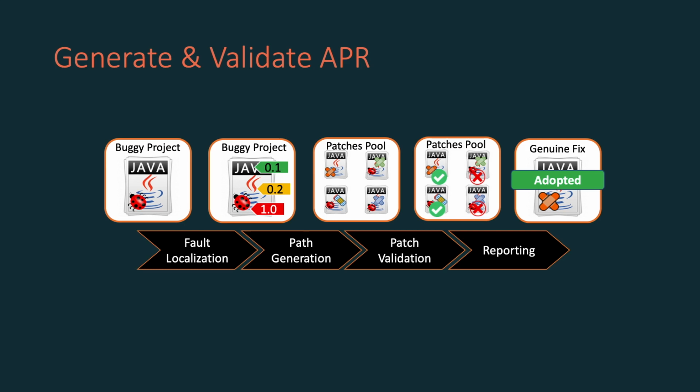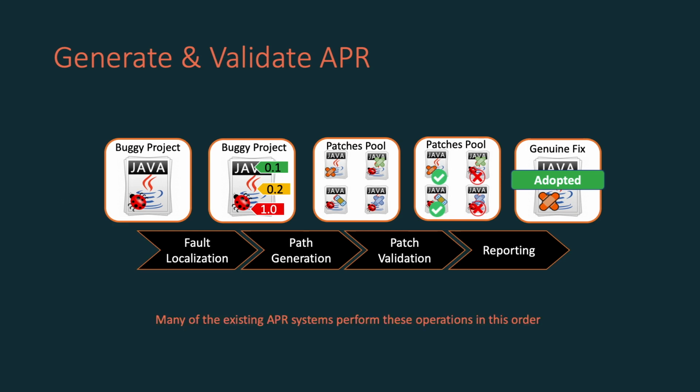Generate and validate refers to a class of APR techniques that attempt to fix the bugs by generating a pool of program variants and checking the resulting variants against certain checks or tests to identify those that pass all the checks. Such program variants are marked as plausible fixes and are to be reported to the users for further examination.